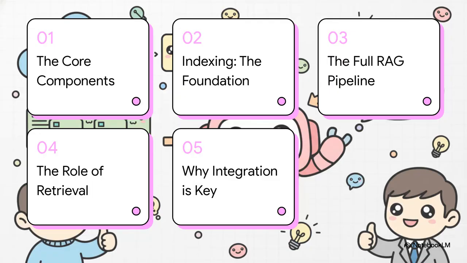So, here's how we're going to tackle this. We're going to break it down into 5 key parts. We'll start with the absolute basics, the core components. Then we'll get into the foundational indexing process, map out the entire pipeline from start to finish, and then we'll really dig into the specific jobs of retrieval and generation. By the end of this, you'll see the whole picture, clear as day.